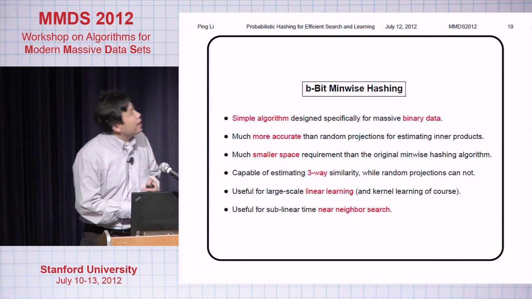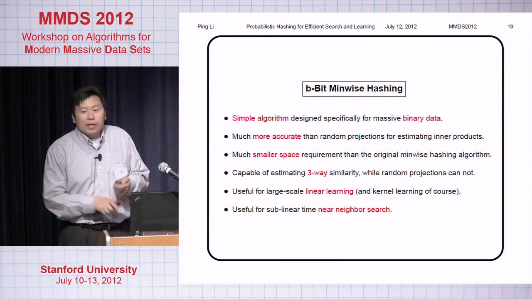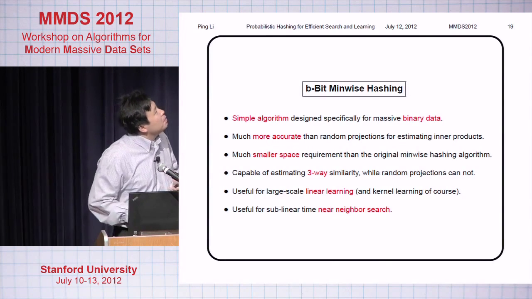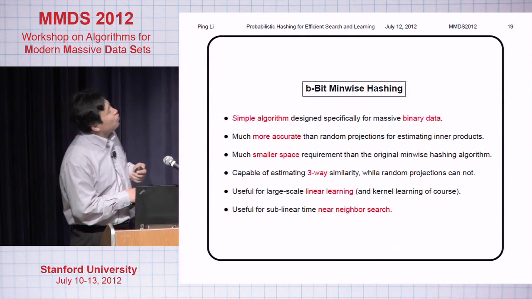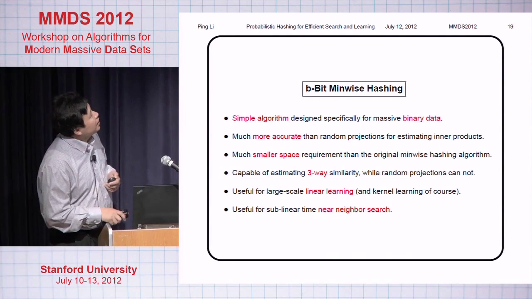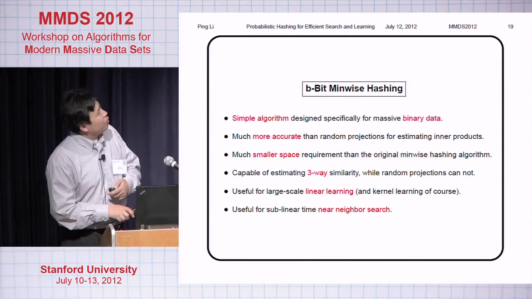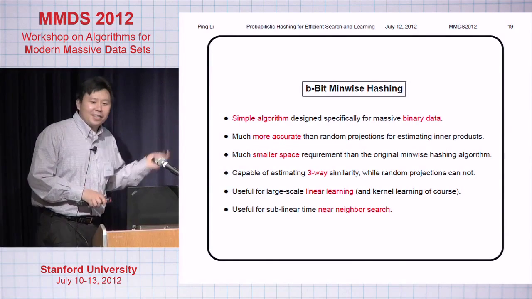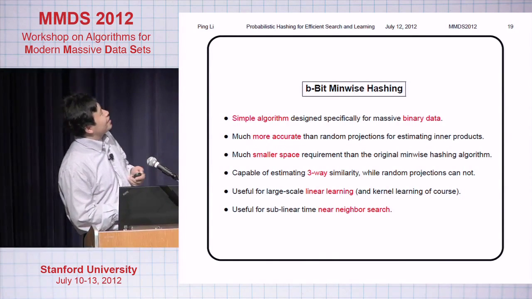So since random projection is bad for inner product, what's the alternative? The alternative is what we call minwise hashing, which is only for binary sparse data. It's a very, very simple algorithm, so simple that in the end you ask, why do you need to write a paper for that? It's just simple to that extent.